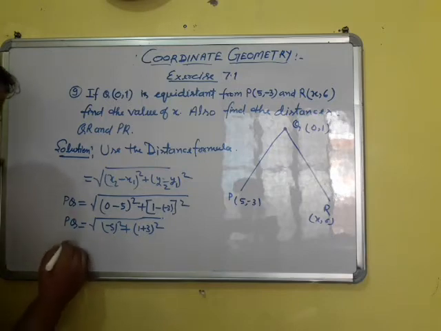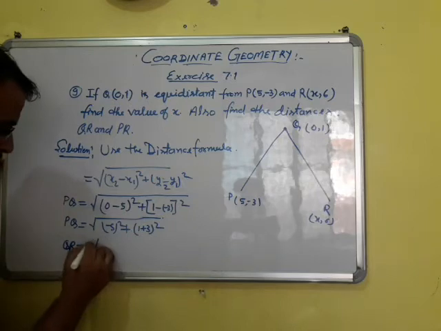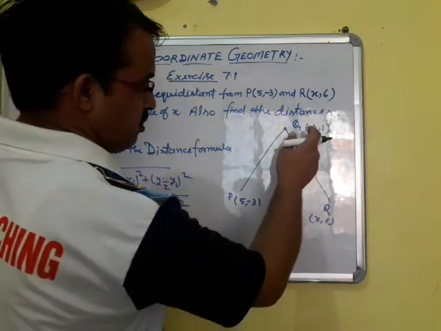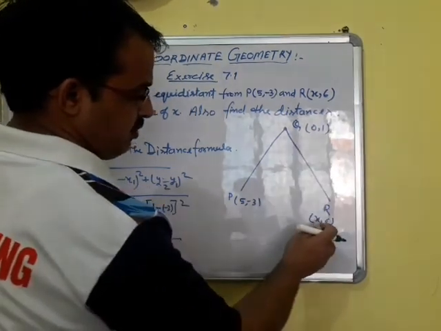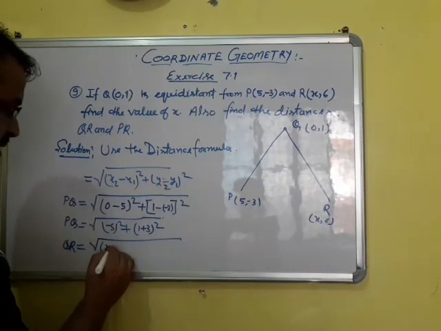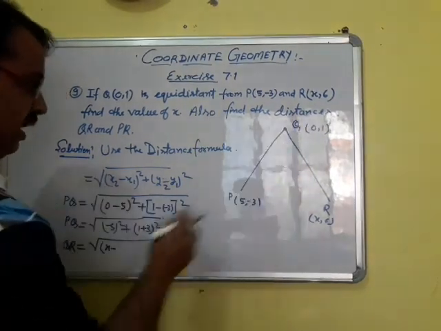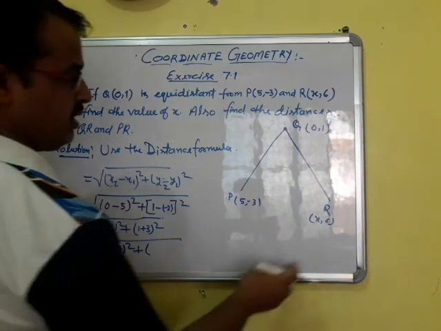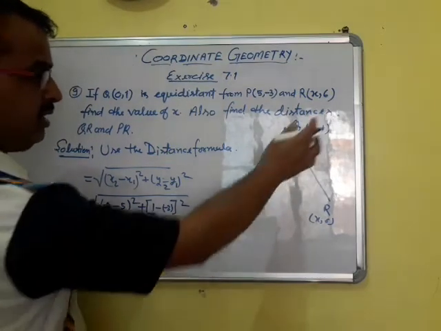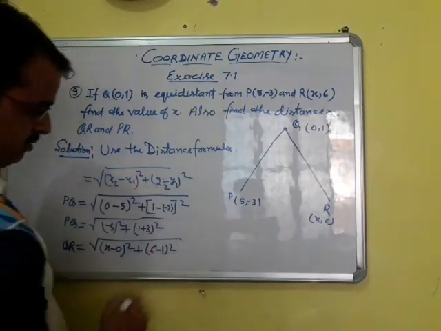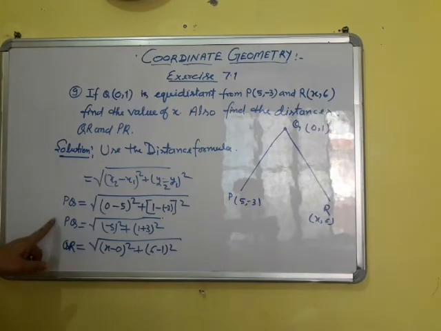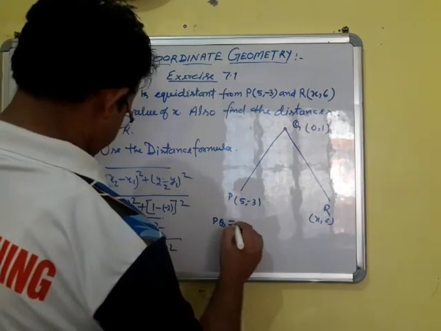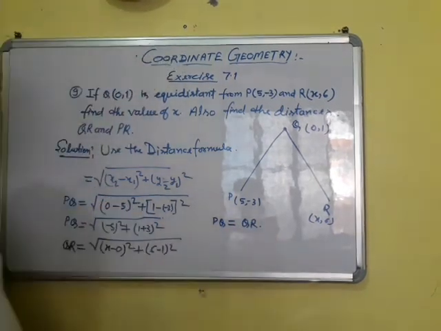Find the distance QR using the distance formula. Here x1, y1 is (0, 1), and x2, y2 is (x, 6). So x minus 0 whole square, plus 6 minus 1 whole square. Both are equal, so PQ is equal to QR.